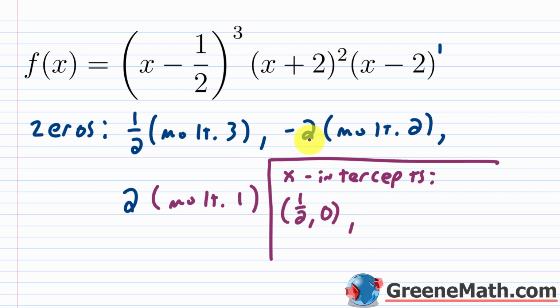Then you also have one at -2, comma, 0. So the multiplicity here is 2. So that's even. And so this guy is going to touch and turn around. And also this will be a little bit flattened out because the multiplicity is 2, which is greater than 1. Then you're also going to have this guy right here, which is going to be 2, comma, 0. Now the multiplicity here is 1. So again, when you think about that, it's just going to cross straight through and it's not going to flatten out because the multiplicity is just 1.